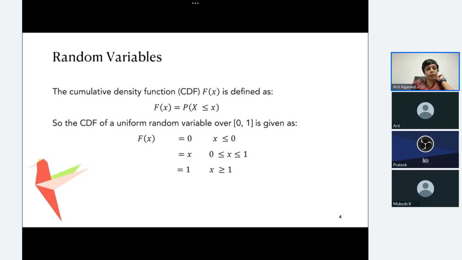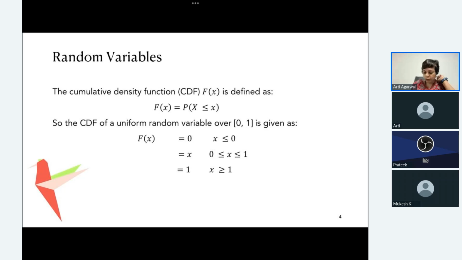Now, in a continuous random variable, the equality actually does not matter, because the probability of any particular point is exactly zero. So whether you write it as capital X less than small x, or capital X less than or equal to small x, it doesn't matter. It's the same thing. So this is what a CDF is.